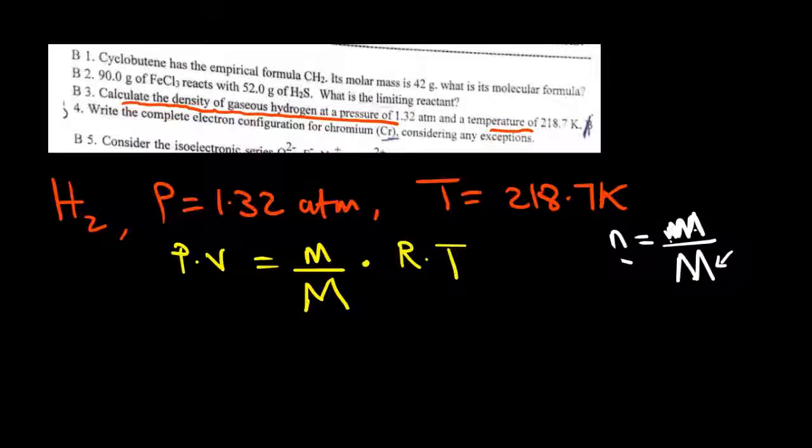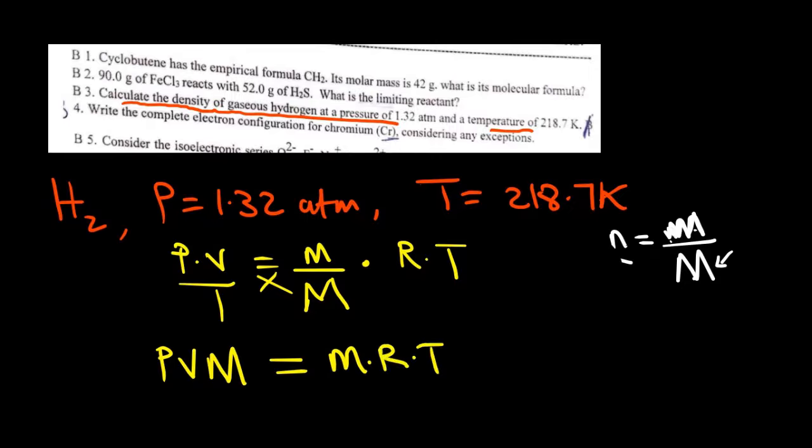We're going to do a cross multiplication. Cross multiplication here will give us P multiplied by V multiplied by the molar mass is equal to mass multiplied by R multiplied by T. And then from here we want to find density. Remember, density is given by mass over volume.